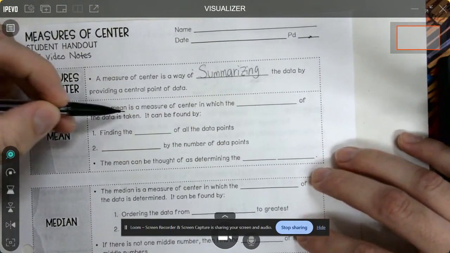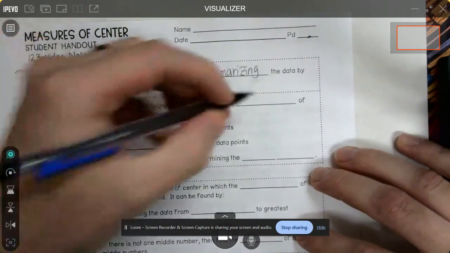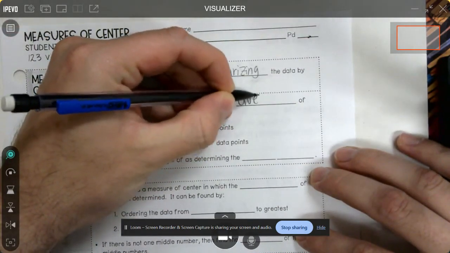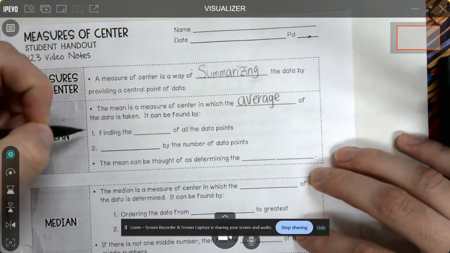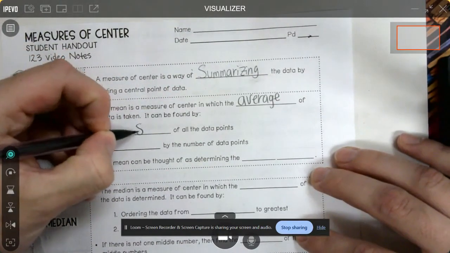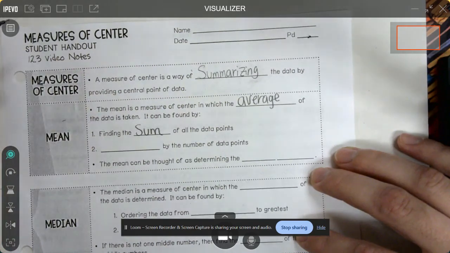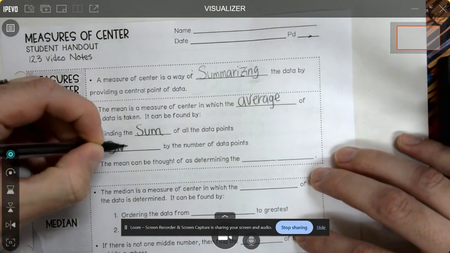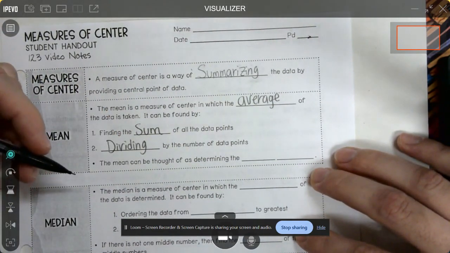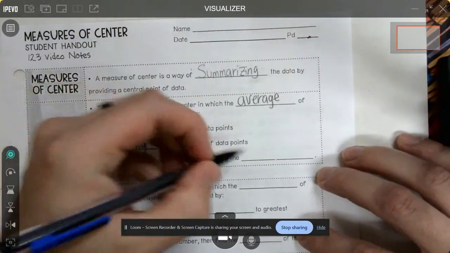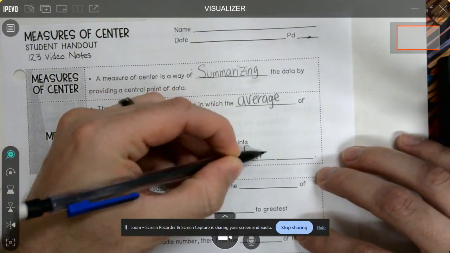So, the mean is a measure of center in which the average of the data is taken. It can be found by finding the sum of all the data points, so adding all your data points up, and then dividing by the number of data points. The mean can be thought of as determining the fair share.